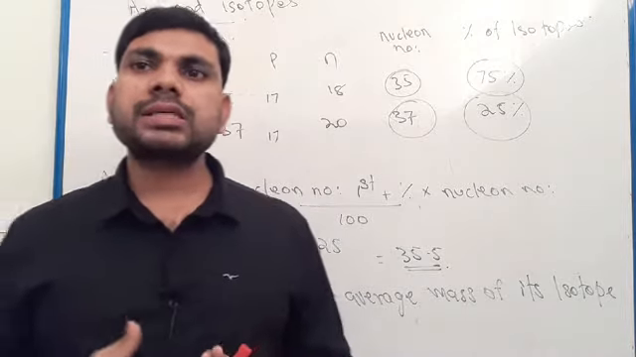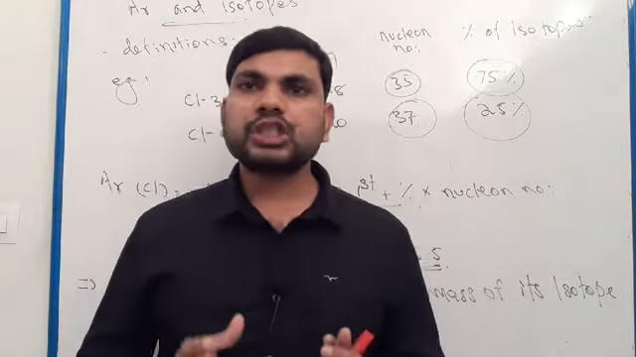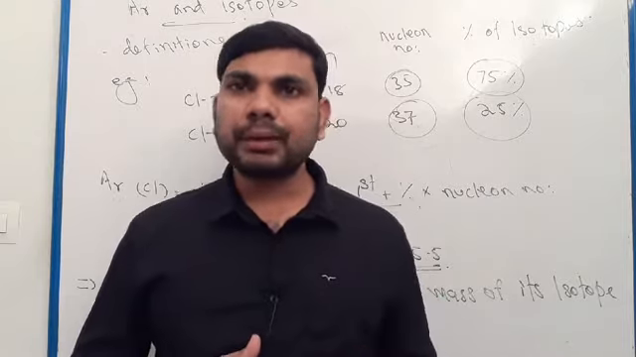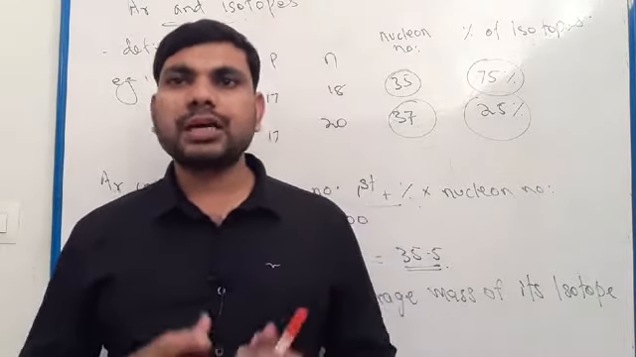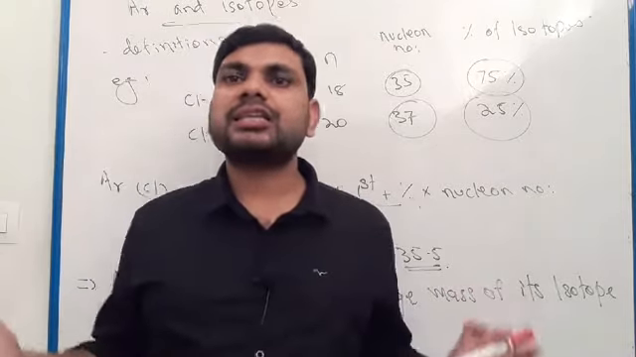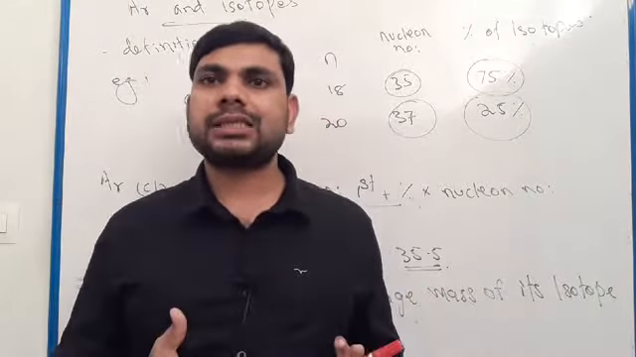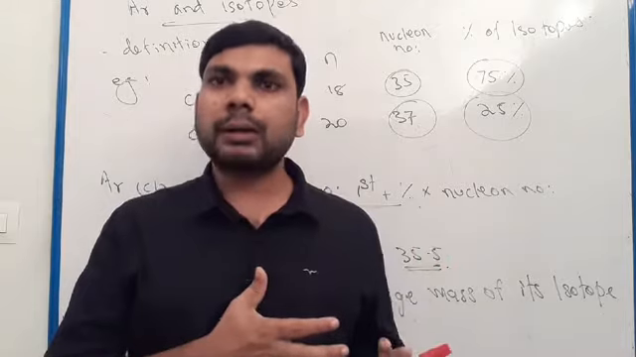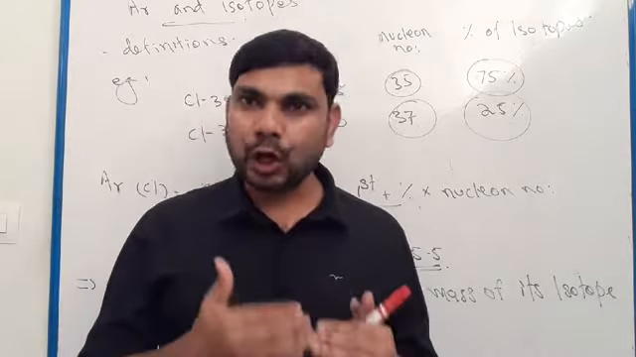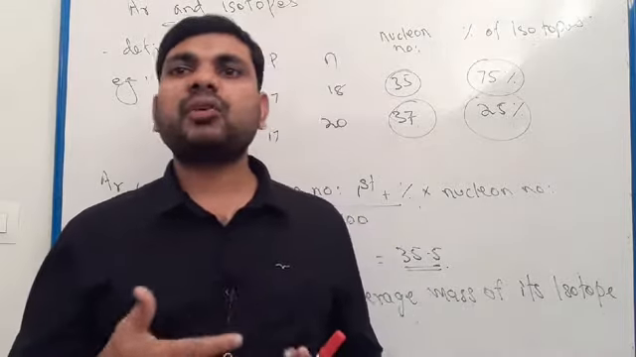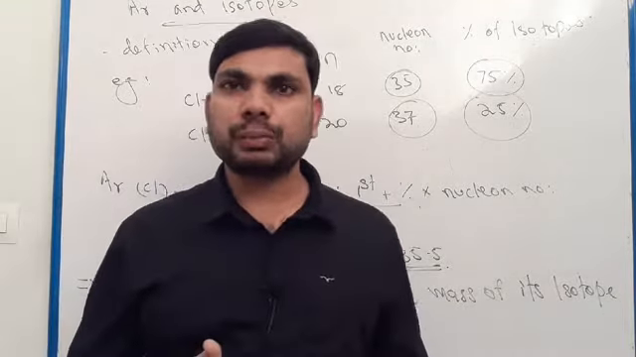Next, we have to discuss the relation between relative atomic mass and isotopes. We know isotopes. Isotopes mean different atoms of the same element that have the same proton number but a different number of neutrons. This is isotopes.